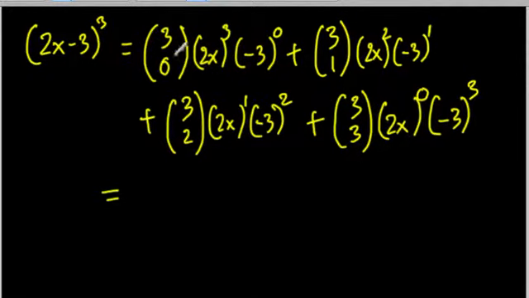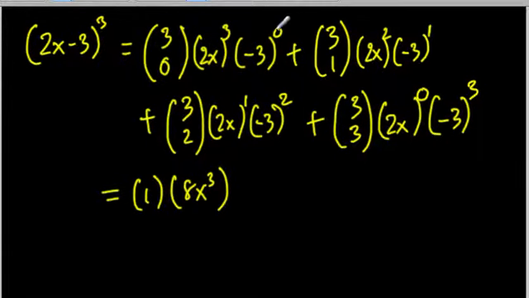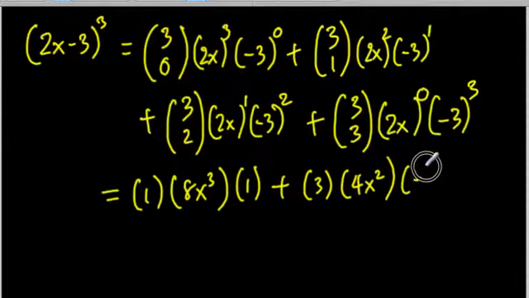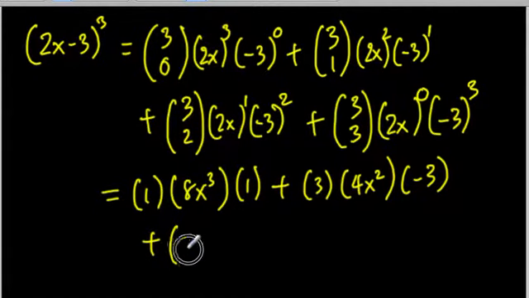And so let's basically get what each of these are. So 3 choose 0 is actually 1. Okay? 2x cubed is 8x cubed. And negative 3 to the power of 0 is simply 1, because anything to the power of 0 is 1. Next term. This 3 choose 1 is actually 3. Right? 2x squared is 4x squared. And this negative 3 to the power of 1 is simply negative 3. The next term, 3 choose 2, is also 3. Okay? 2x to the power of 1 is simply 2x. Okay? And negative 3 squared is 9.